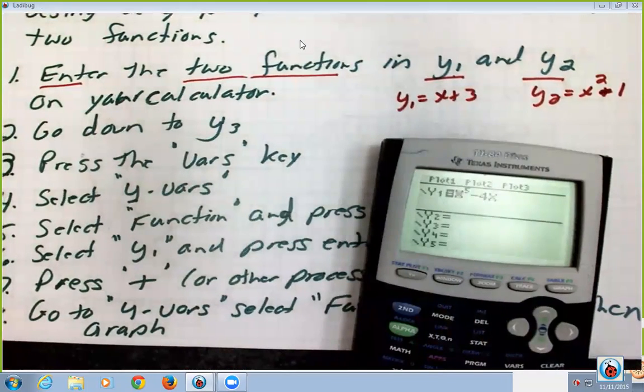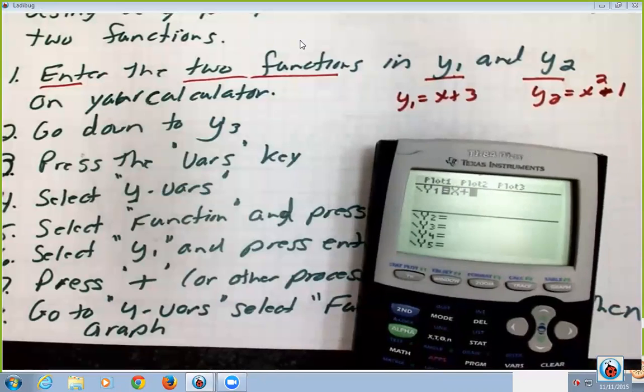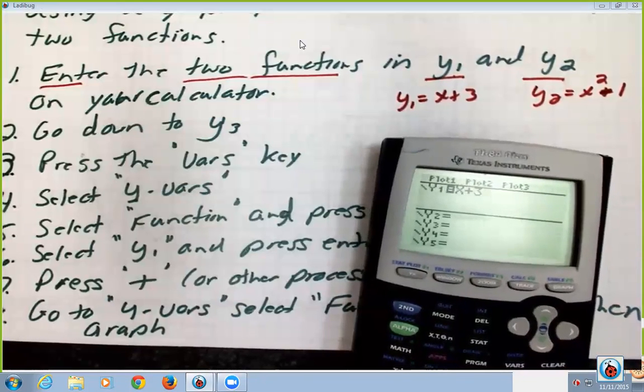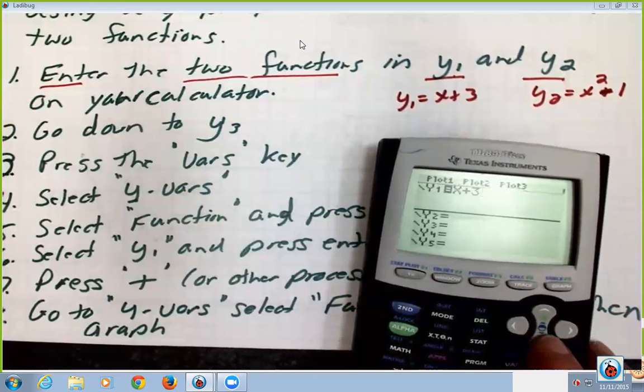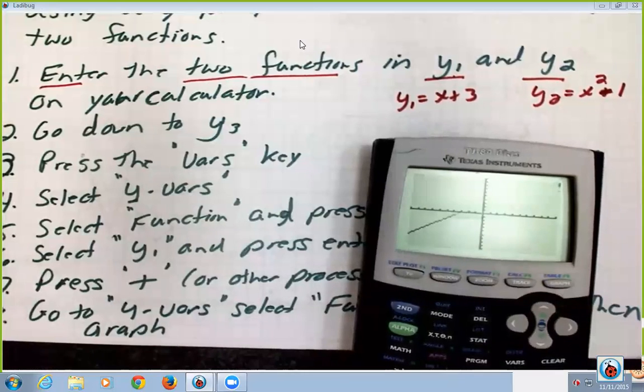So go to your y equals. Clear out whatever you got in there, if you've got something in there. And we're going to put x plus 3 into y1. Then we're going to go down to y2, and we're going to put x squared minus 1 in there. So we've got a straight line of x plus 3, and we have a parabola. So if I hit graph, I'm going to get both of those coming in. So there's my straight line, and there's my parabola. Everybody okay? You got those on there?